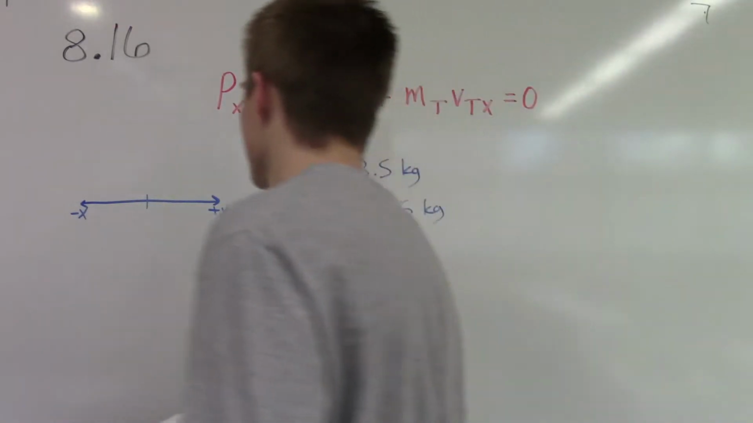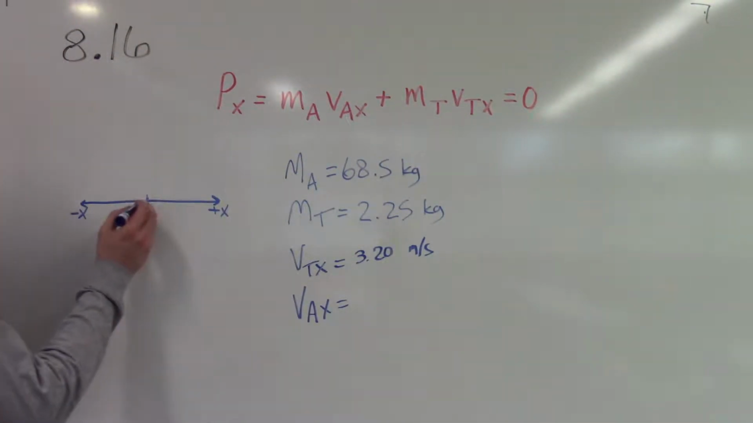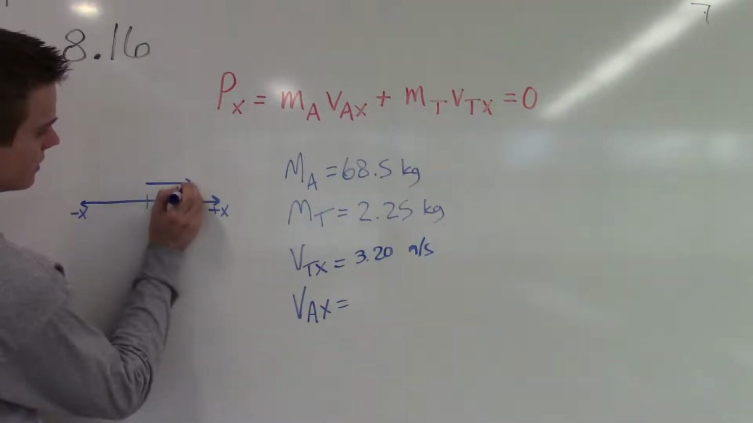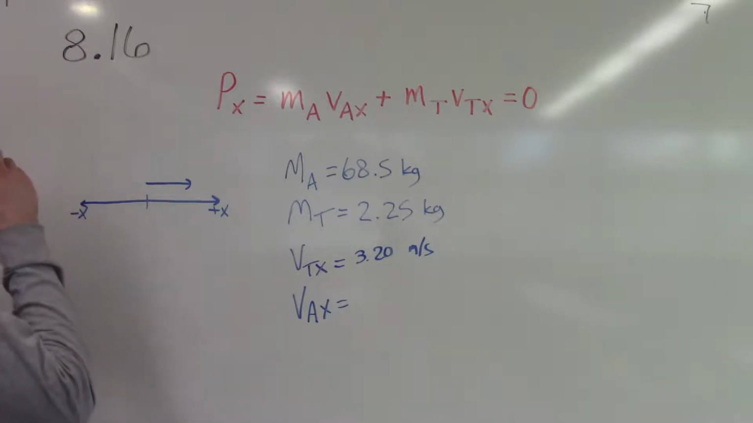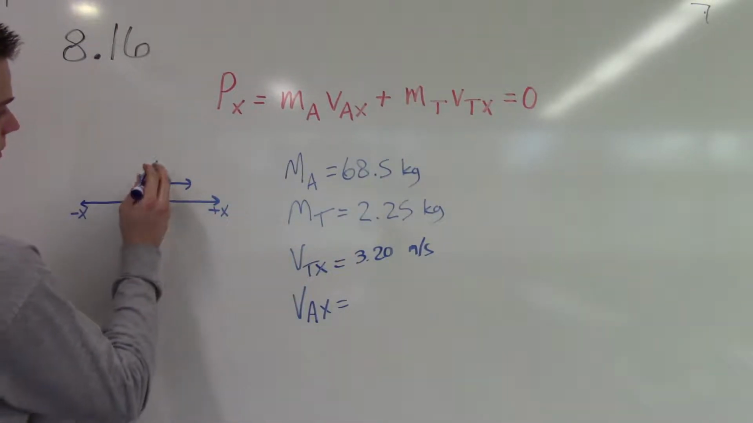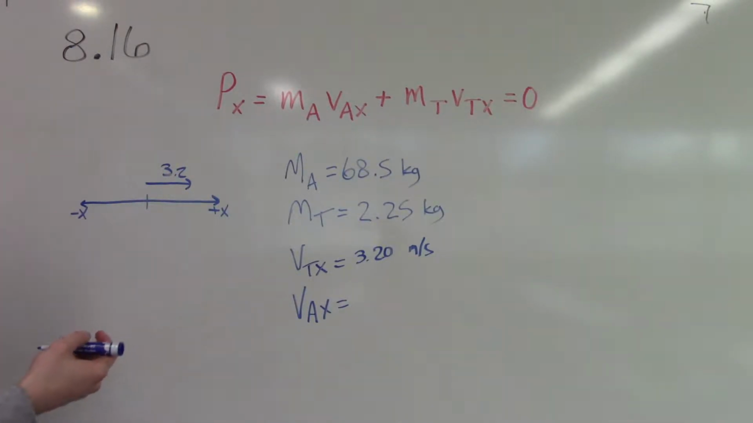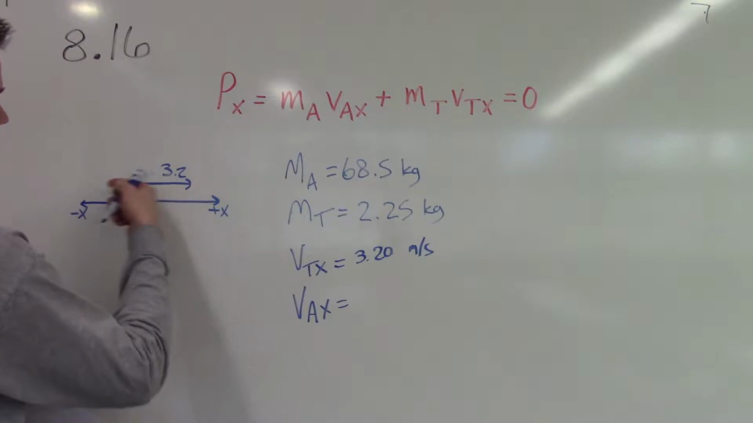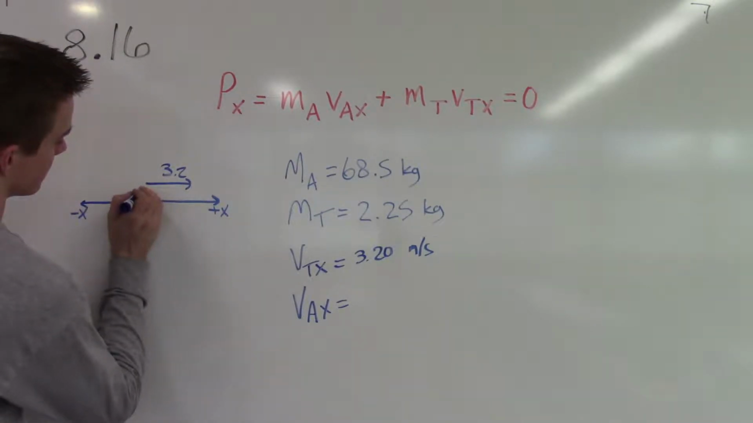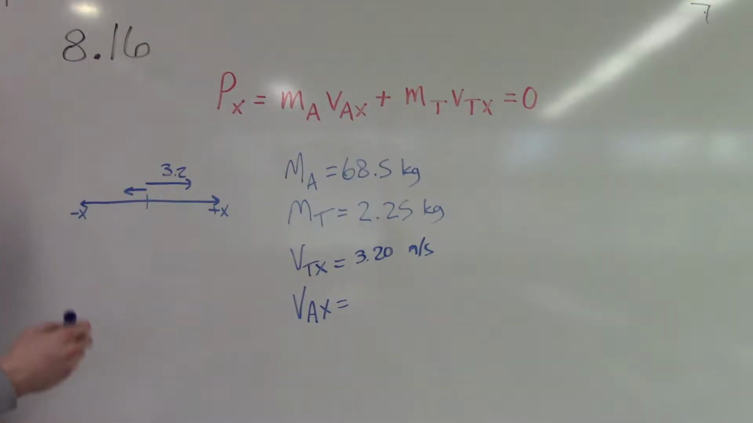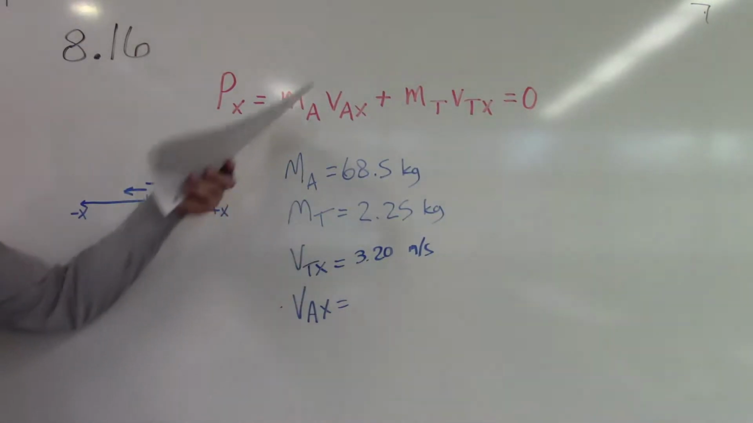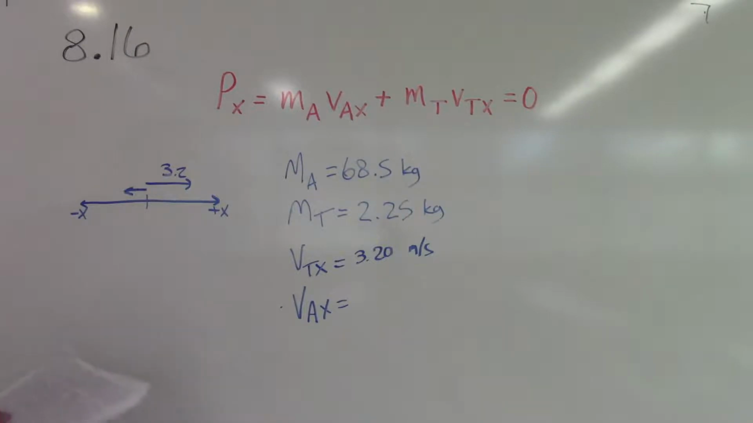So basically what it's saying is if she's right here and she throws the tool this direction in the positive x direction at a velocity of 3.2 meters per second, based off her mass and the tool's mass, she will move back in the other direction, in the negative x direction, a certain amount. So what we're going to do is we're just going to take these values and plug them into the formula for the conservation of momentum.